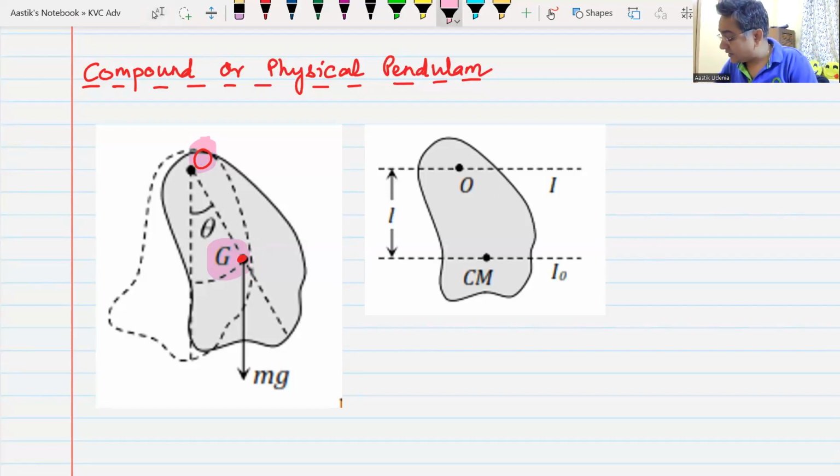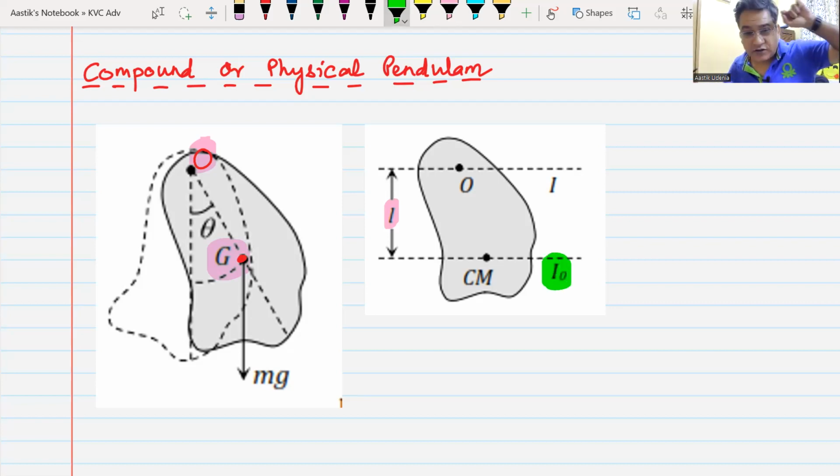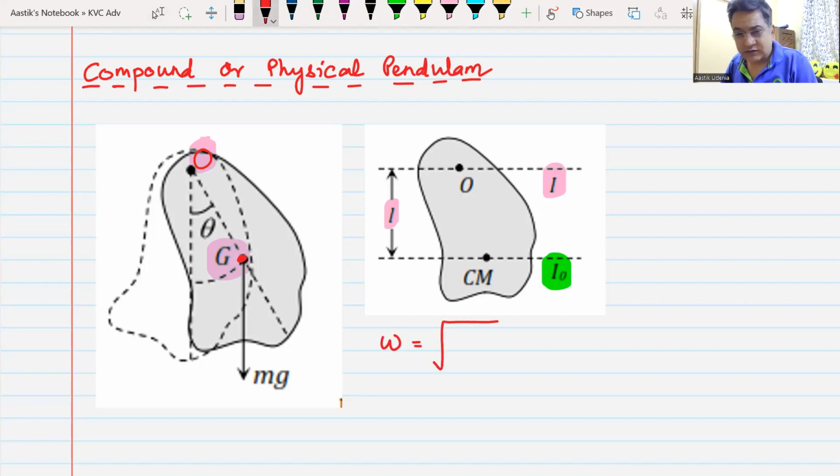This L is the distance between the center of mass and the point about which the body is hung. I naught is the moment of inertia of this body about the center of mass, or I_CM, and this I is the moment of inertia about this point where it is rotating. Do we understand this? Yes, sir. But this is what you have to understand. Then it can be proved that this motion is going to be simple harmonic. I am not going to prove it. You just have to remember the omega for this.